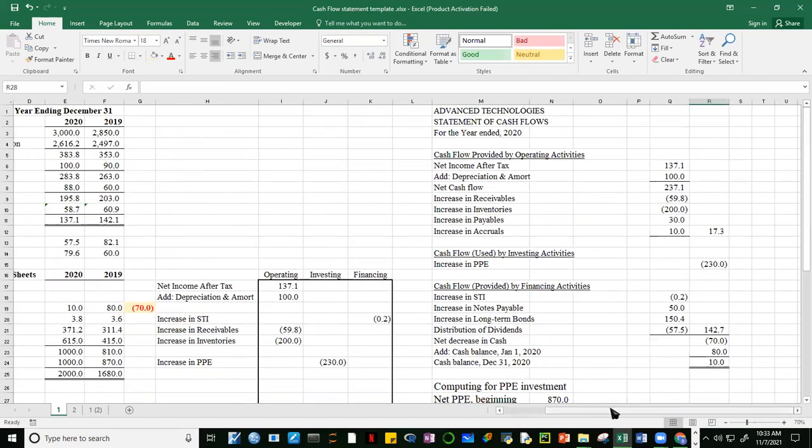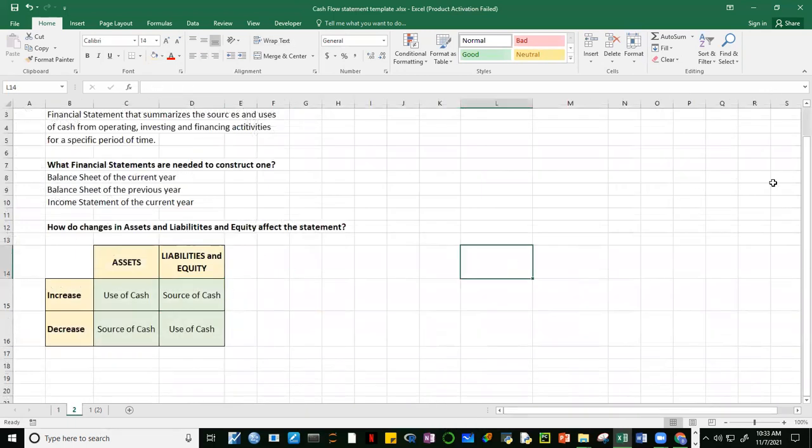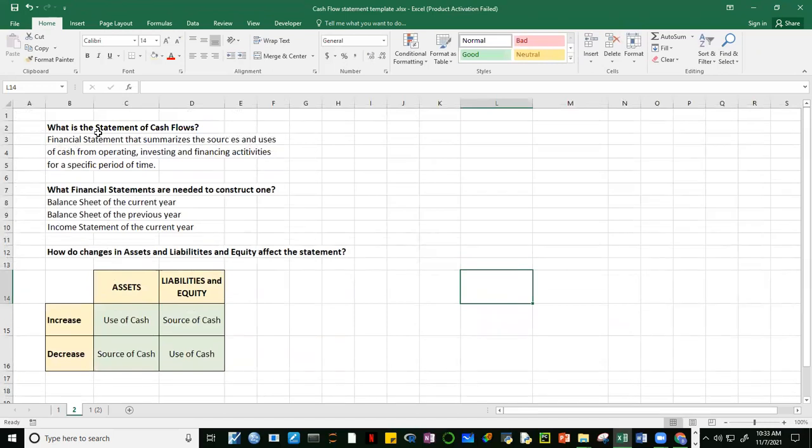Okay, so let me just summarize again from the beginning. In the statement of cash flows, what do we need? We said that it's a financial statement where we summarize the sources and the uses of cash from operating, investing, and then financing activities. Sources and uses of cash. And it's for a specific period of time. And what do we need in order to construct one? We need the balance sheet for the current year and also the previous year. And we need the income statement for the current year.